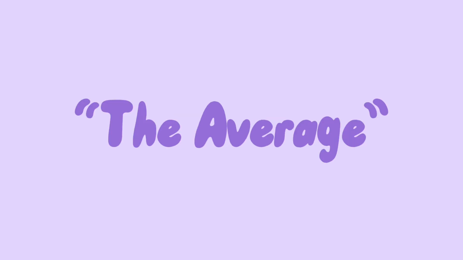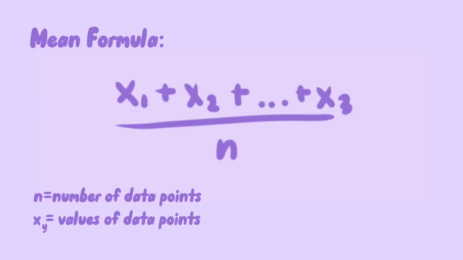Often referred to as the average of a data set, mean is the intermediate value between those of the set. The mean of a data set is found by adding together all of the points in that set and then dividing it by the number of data points in said set.